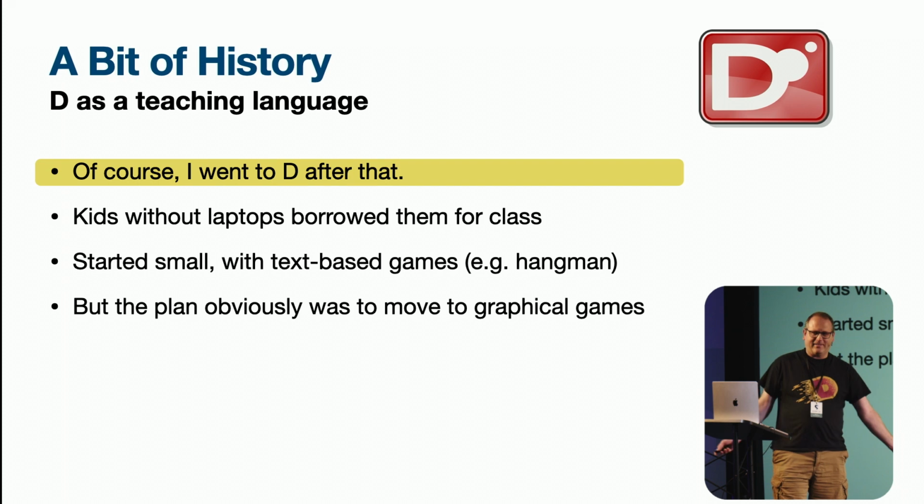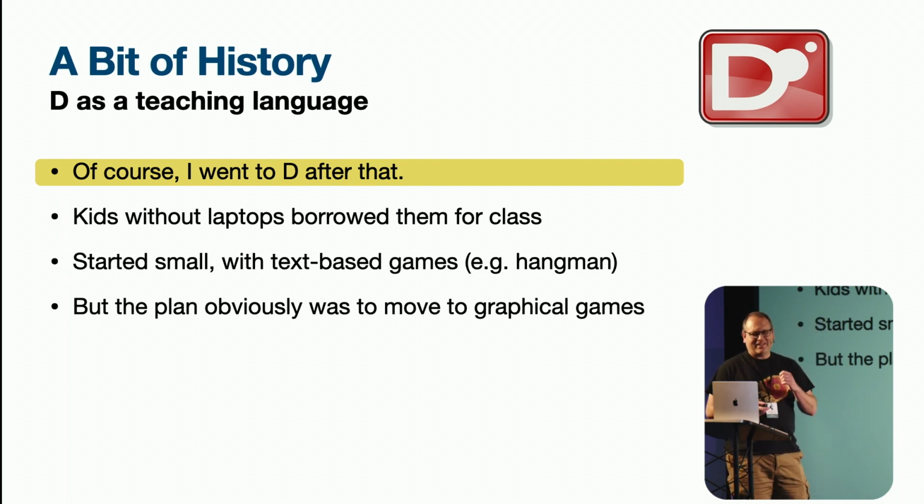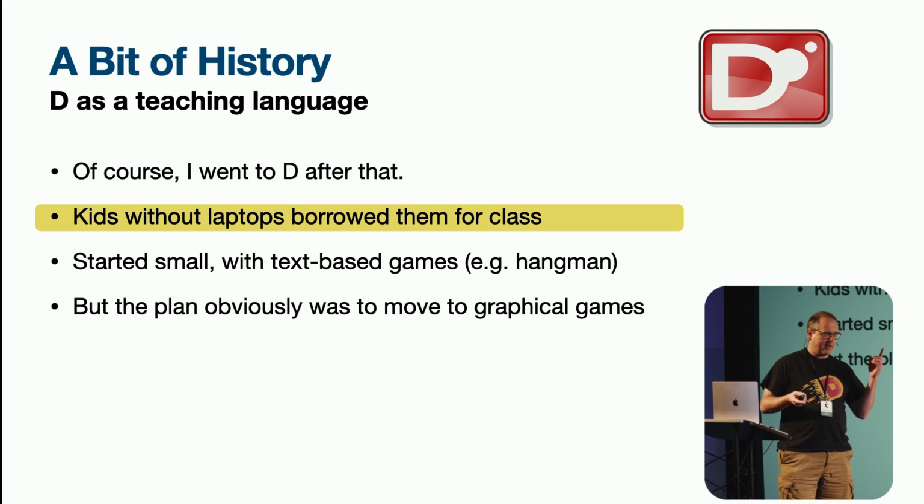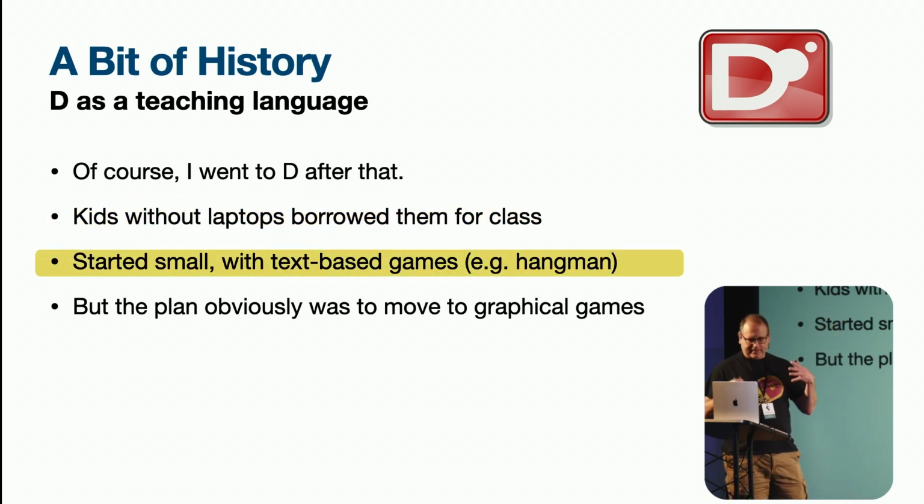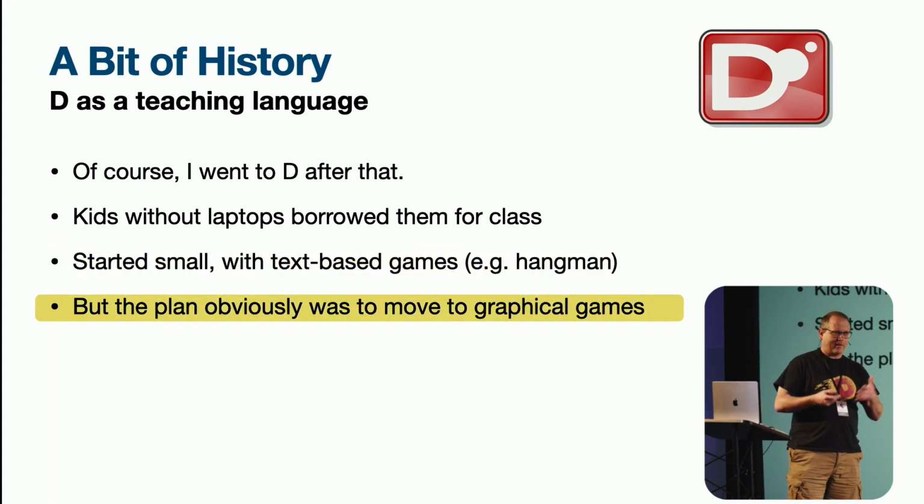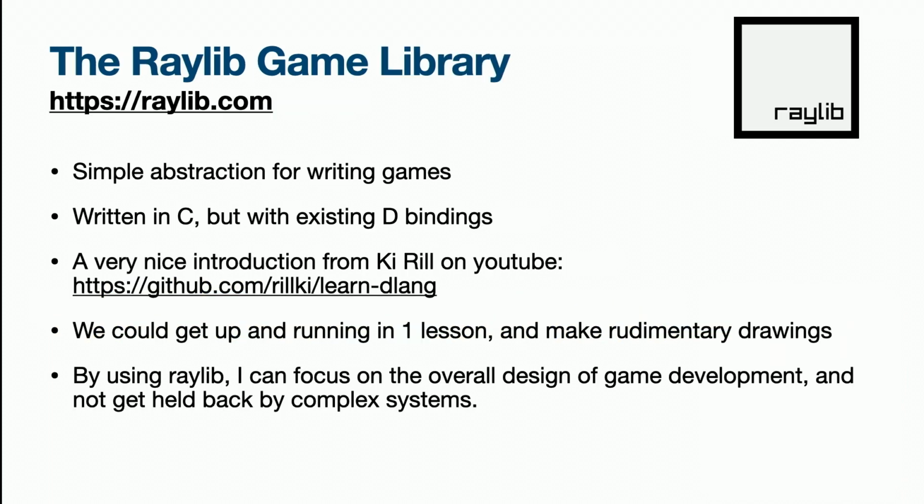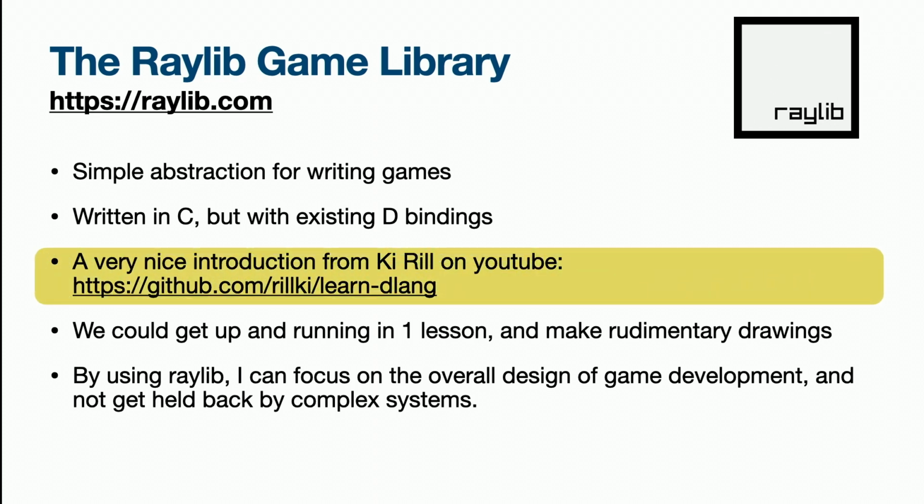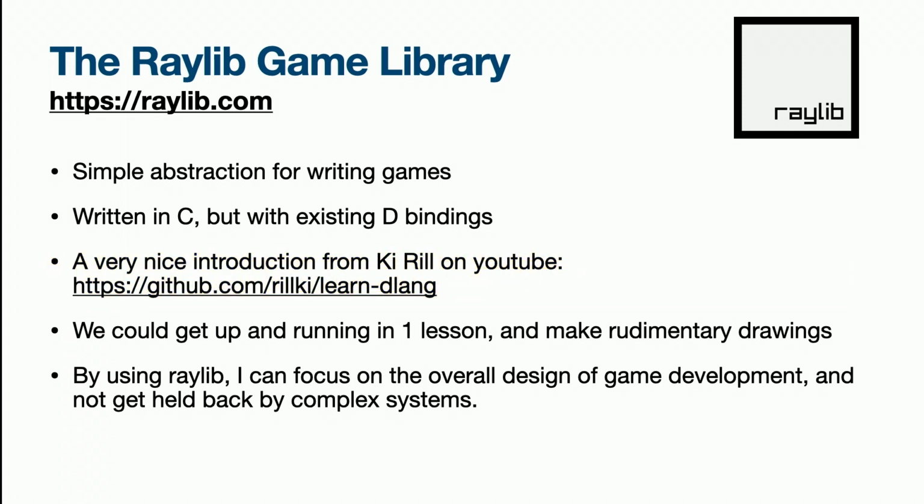And of course, after that, we had to go to D. Kids without laptops now could borrow some for the class. I started small with some text-based games like Hangman, but obviously the plan was to move to graphical games because that's what kids are interested in, right? So I found this library as I was asking what's a good video games programming system in D. Somebody pointed me at this YouTube channel with, I'm not sure if I pronounced this right, Kyril on YouTube. And it's a C library, but it has D bindings.